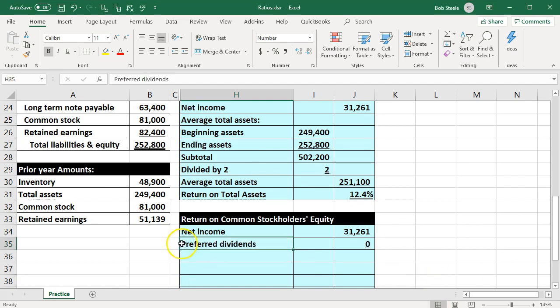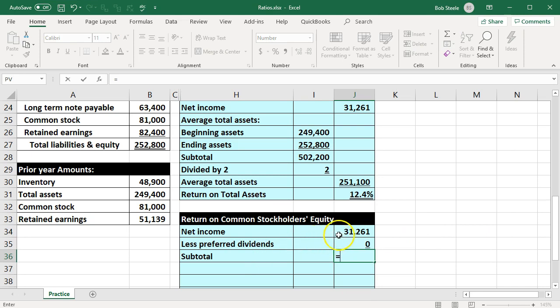Preferred dividends, we'd have to subtract those out. So we'd say less, let's put less for subtraction. Preferred dividends, we don't have any, so that's going to be 0. That's going to give us our subtotal then. We're going to subtract that out, which of course is the same number as the net income, the 31,261 minus the 0. And then we're going to take a look at the average equity.